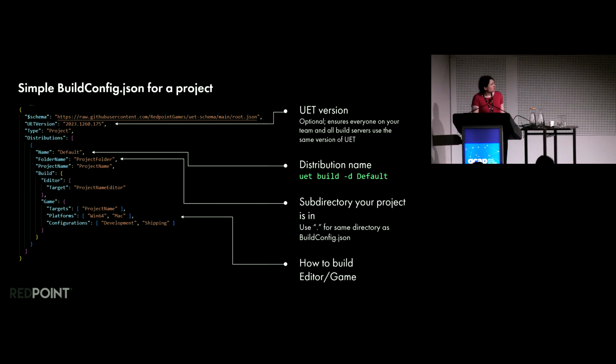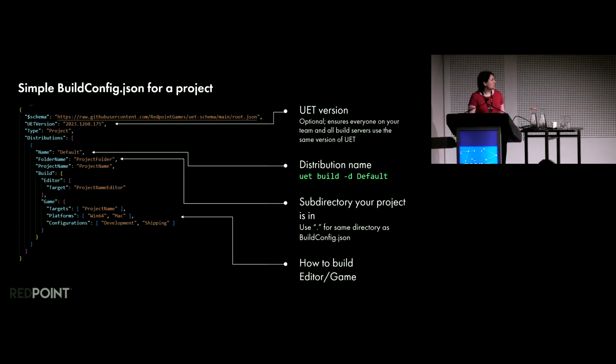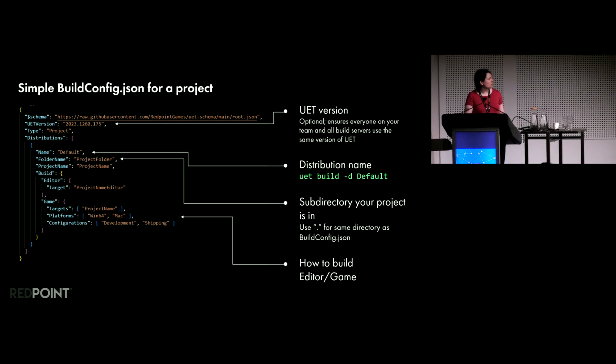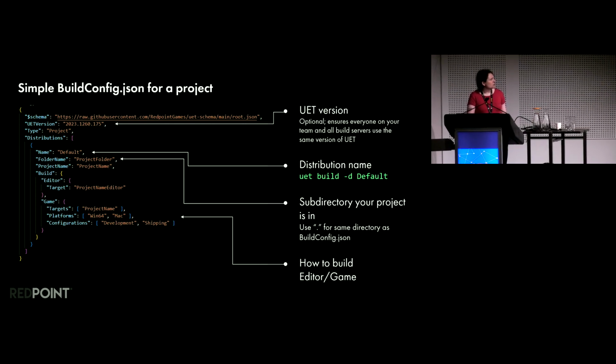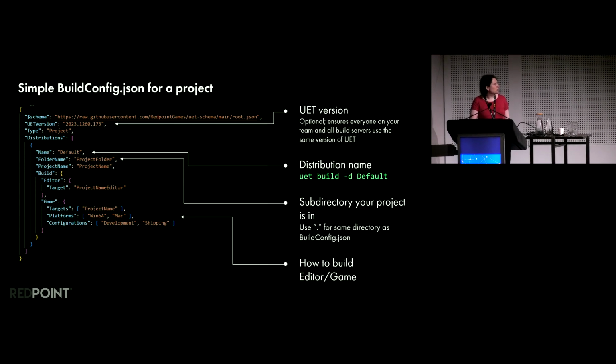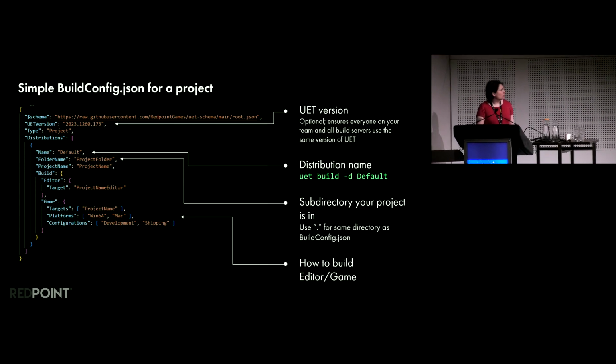And then we basically just say how do we want to build the game? So what is the editor target we're building? What's the game targets we're going to build? Win64, Mac, what platforms, configurations. Of note, you can also set server and client here if you're using those variants from a source version of the engine, and that works too.